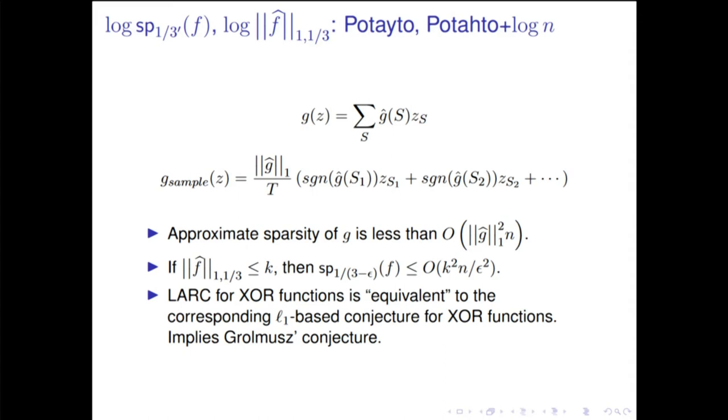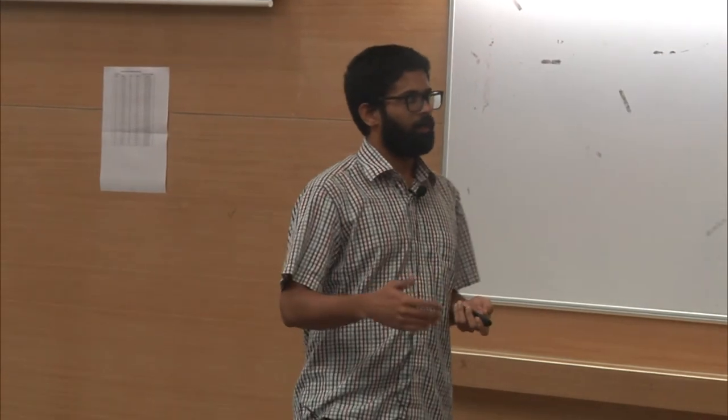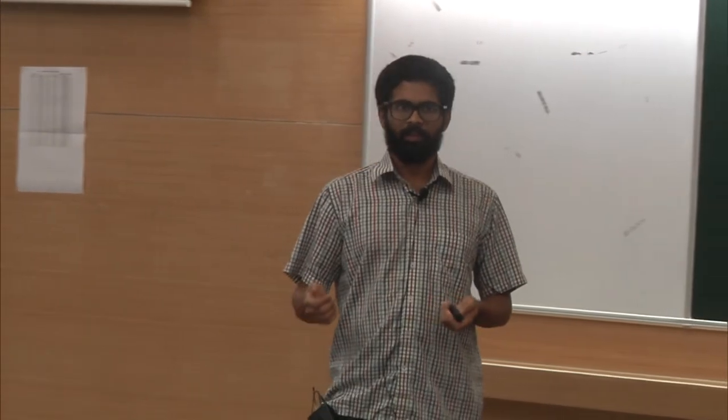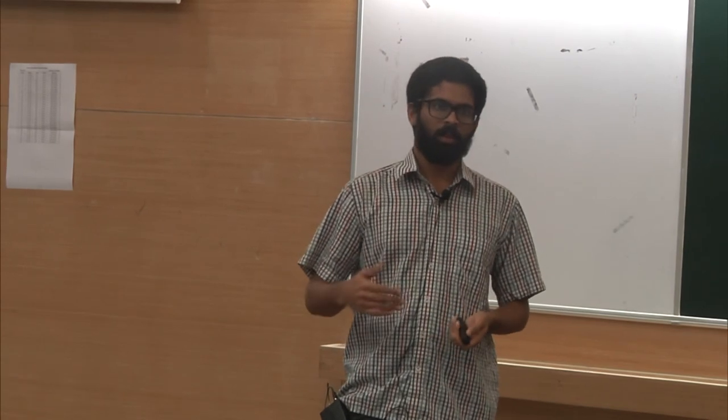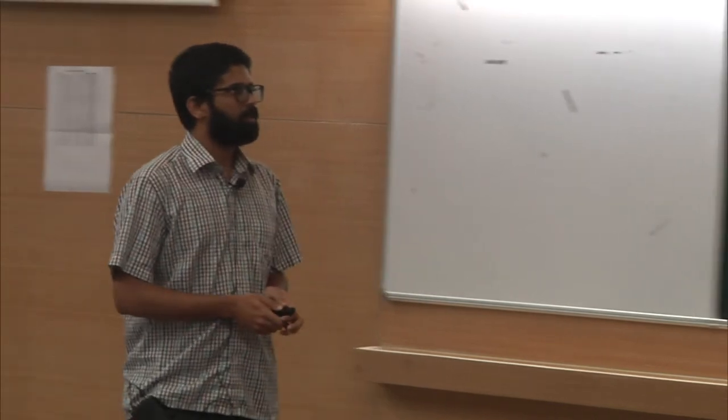But what's important here is that the log approximate rank conjecture for XOR functions is equivalent to the log approximate L1 norm conjecture for XOR functions. And this implies Grolmusz's conjecture, because if your randomized communication complexity is always polynomially related to the log approximate rank, and therefore it's always polynomially related to the log approximate L1 norm, then it definitely is not going to be higher than the exact L1 norm, because approximate L1 norm can only be smaller. So this does imply Grolmusz's conjecture, even for non-XOR functions.